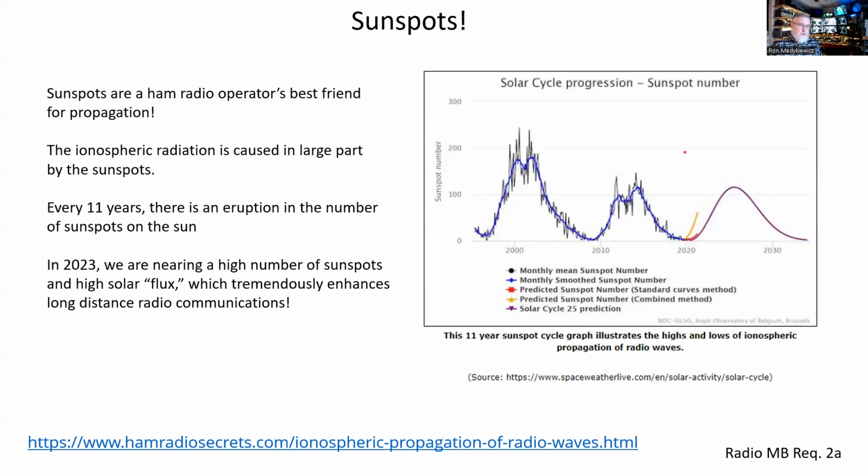It's called the solar flux, which is the actual radiation that's coming from the sun. And we're reaching a sunspot peak, or the peak of a sunspot cycle. And as the sunspot cycle peaks, we are able to get a lot of ionization in the ionosphere, and we are able to communicate over great distances with very, very little power.